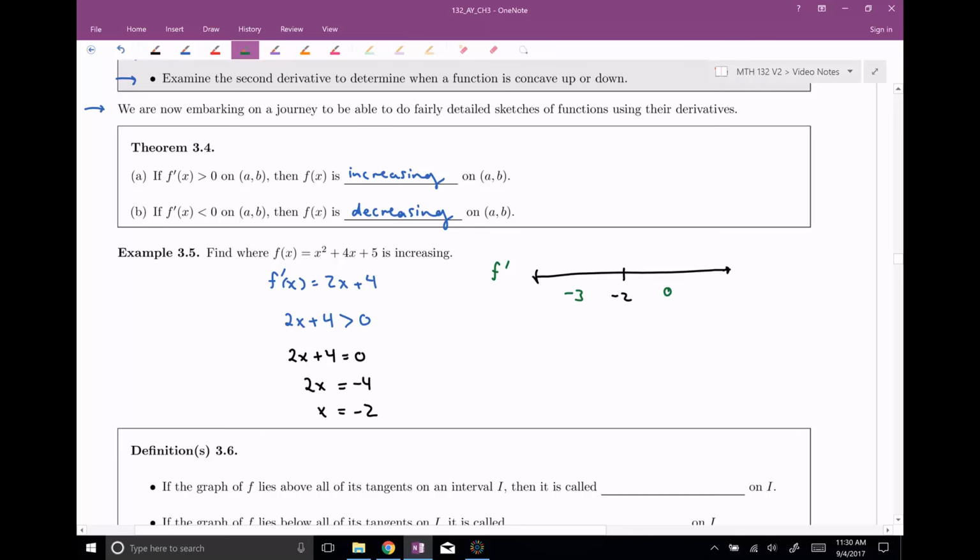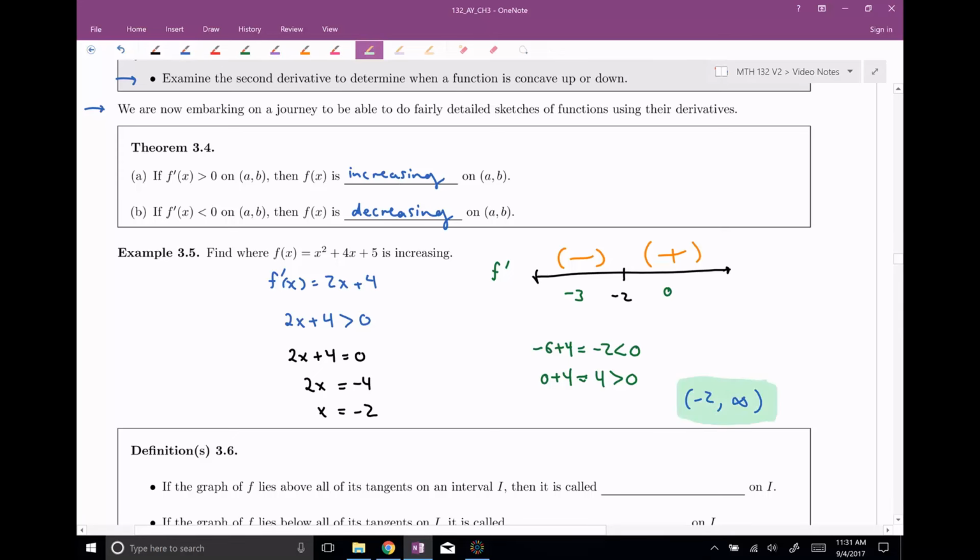If I plug in negative 3, I'm going to have negative 6 plus 4, and that's going to be negative 2, and the big thing is that it's less than 0. So over here we have negative. And if I plug in 0, I'm going to have 0 plus 4, that's 4, and the big thing is that this is greater than 0, so over here I'm going to have positive. And so our answer is, from negative 2 and beyond, all the way up to positive infinity, our function is increasing.